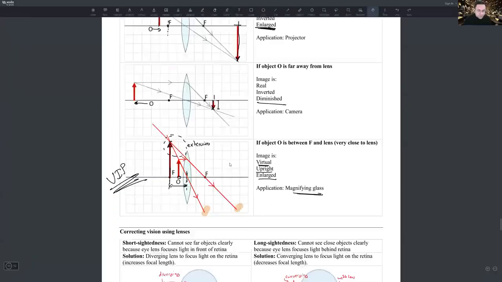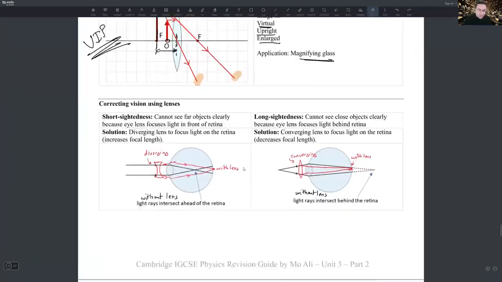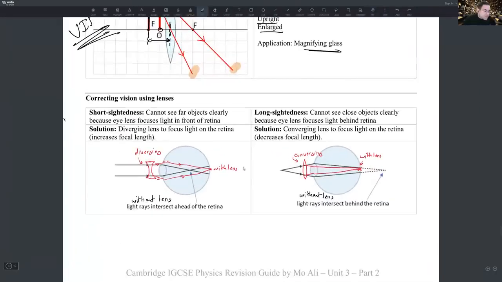Very good. Last thing, and I want to tell you something. This is new to the syllabus 2023. Okay? This bit is new to the syllabus. How do we use lenses to correct vision? Well, in order to understand that, let's understand vision. The way your eyes work is that your eyes have a lens, and then over here you have your retina. When light rays go through your lens, the light rays focus and they create an image on the retina.